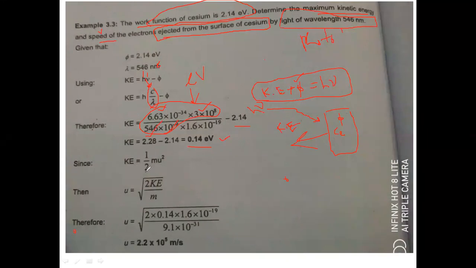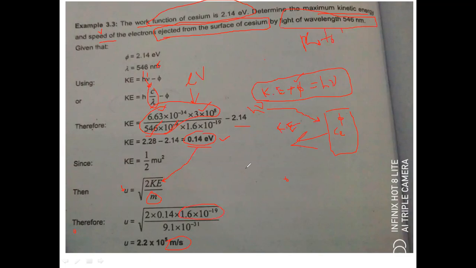Kinetic energy is equal to half m v squared. From this, we multiply by 2, divide by m on both sides, and take the square root, so we get v, the speed, equal to the square root of 2 kinetic energy over m. Here m is the mass of the electron. If you want to convert this into SI, this time we have to multiply with the charge of the electron.